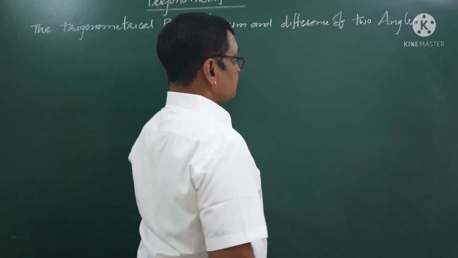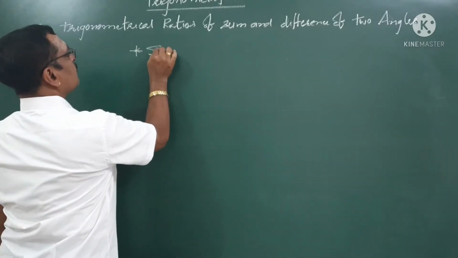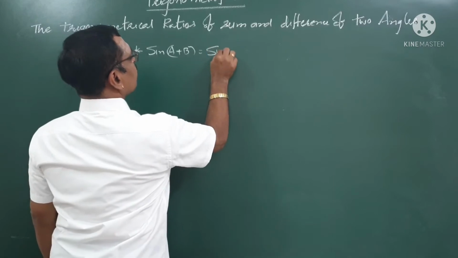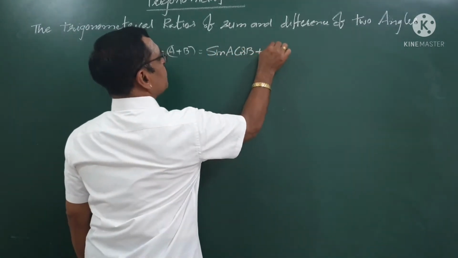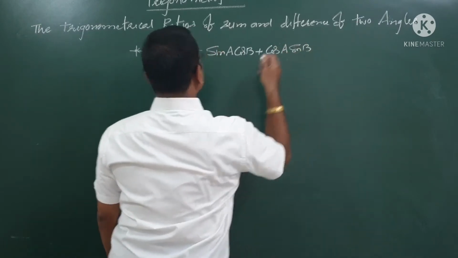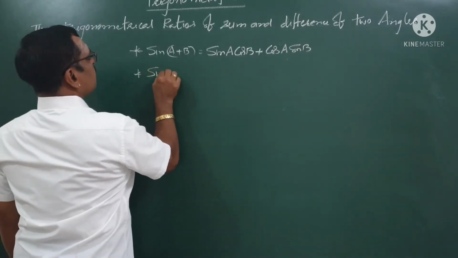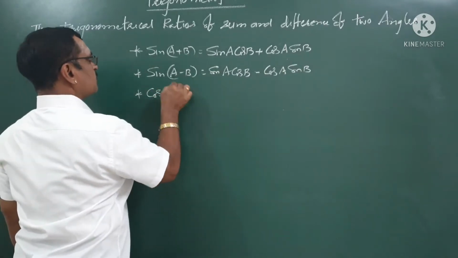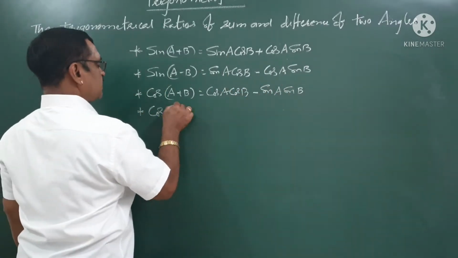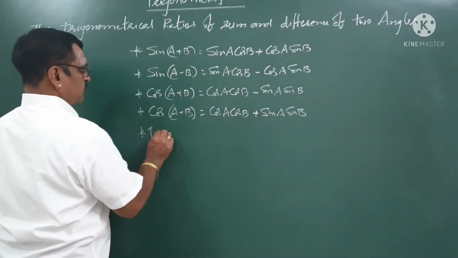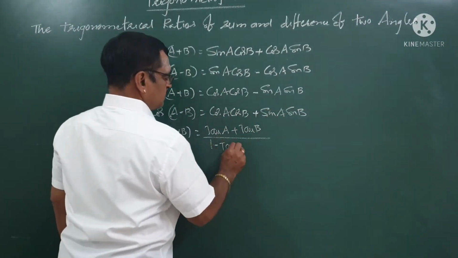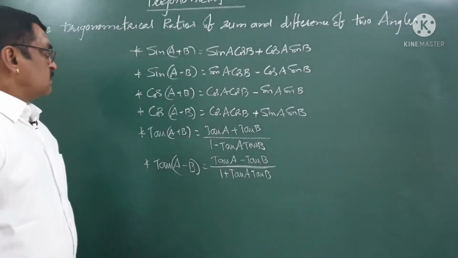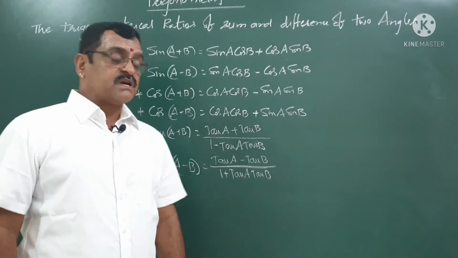Yes. Now, let me make a list of identities. Sine of A plus B is equal to sine A cos B plus cos A sin B. Sine of A minus B is equal to sine A cos B minus cos A sin B, and of course we have the cos of A plus B also.